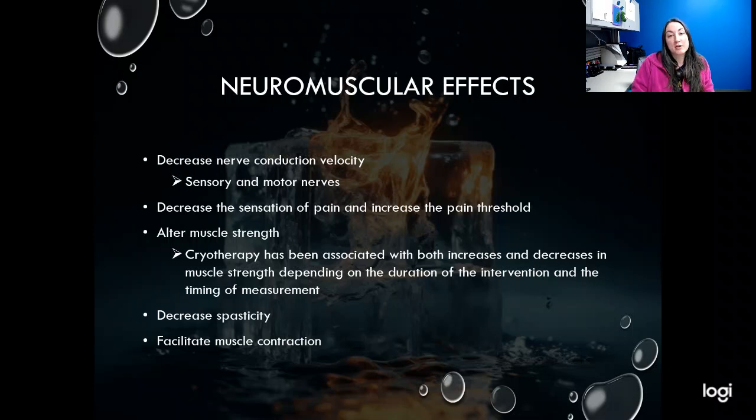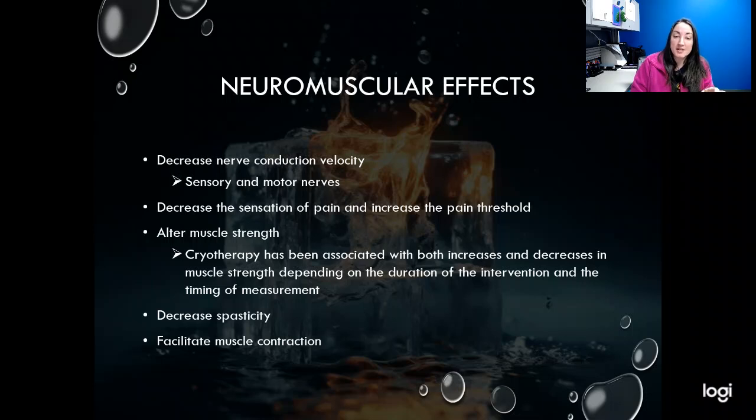Some of the neuromuscular effects of ice or of cold: decrease nerve conduction velocity. This is to sensory and motor nerves. Decrease the sensation of pain and increase the pain threshold, so it takes more pain before your brain interprets it that way. Alter muscle strength.